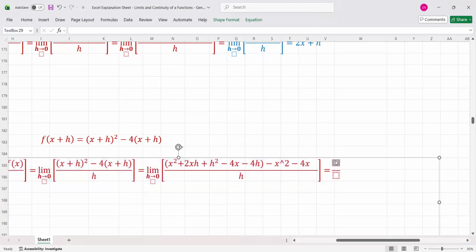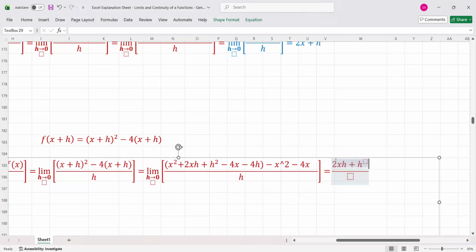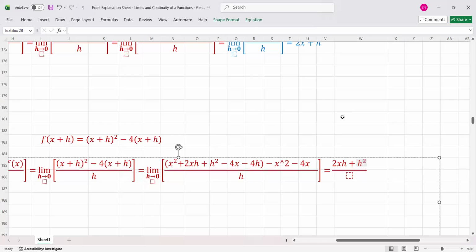Okay, so in the numerator we are going to have 2xh plus h squared. What else will be left there? So 2xh, this will be left h squared. 4x is gone, so minus 4h, and then what else? Then that's all divided by h. Am I right? I hope I'm right though.